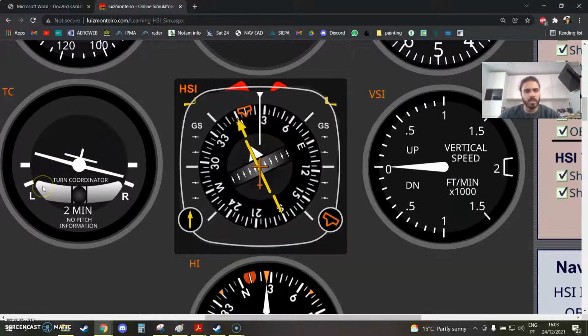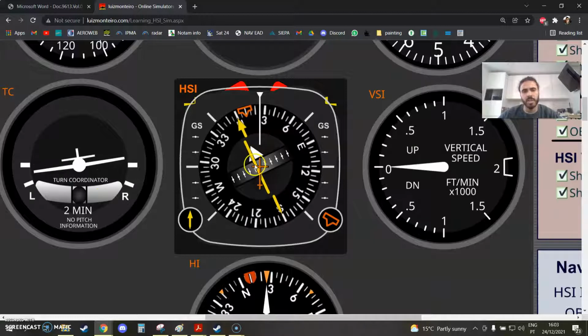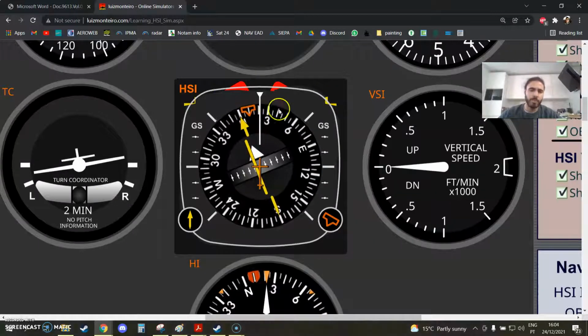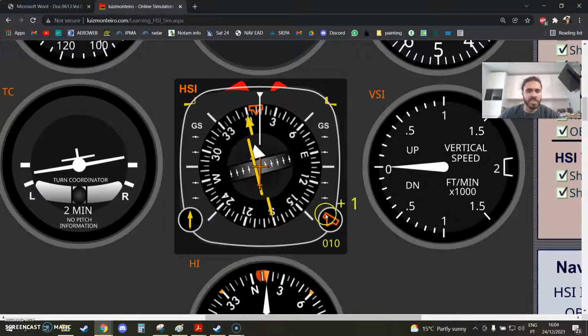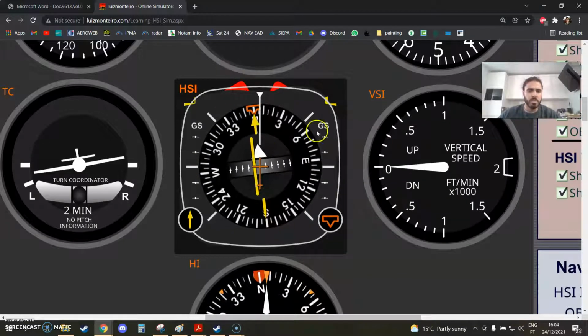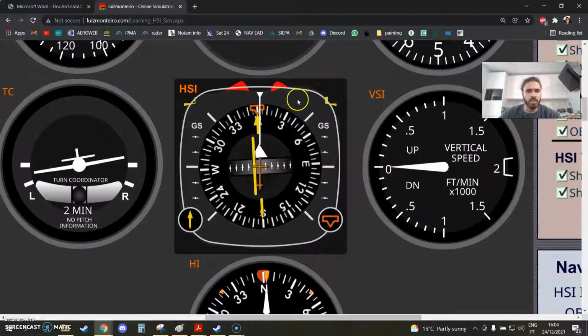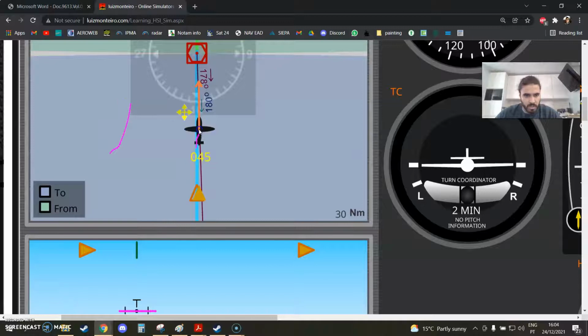Now I'm going to bank towards the left. Here we are going left, turning left, and obviously the scale of the directional gyro turns counterclockwise. This is a basic feature of the HSI. You have a gyro incorporated in your instrument. Okay, I'm going to pause it again. Now let me just do something here so it is easier for you to understand.